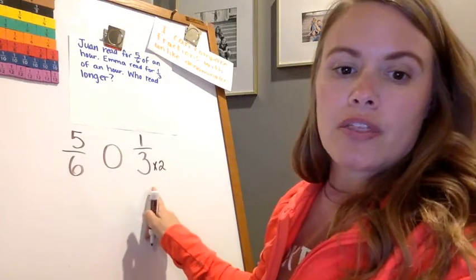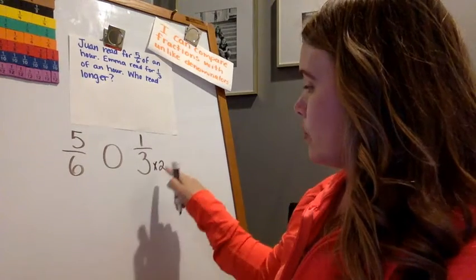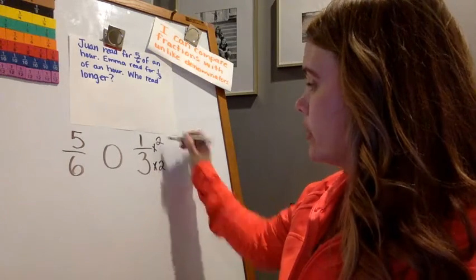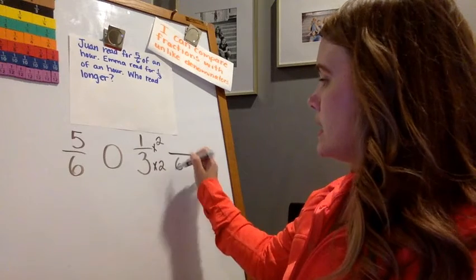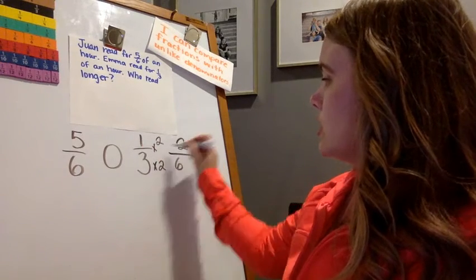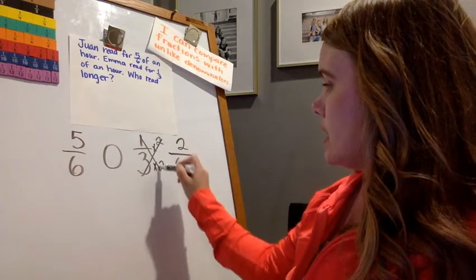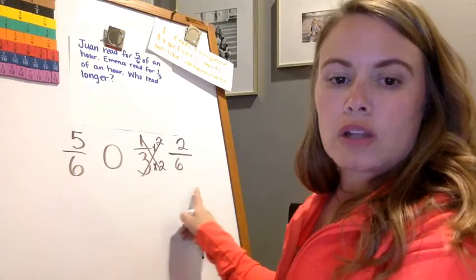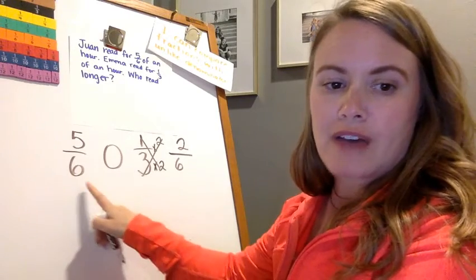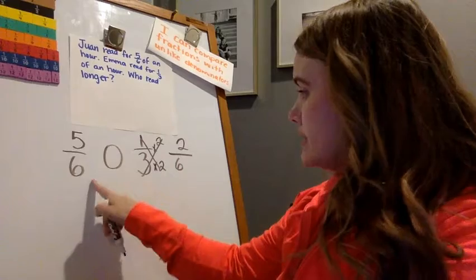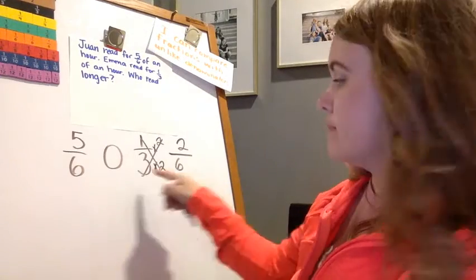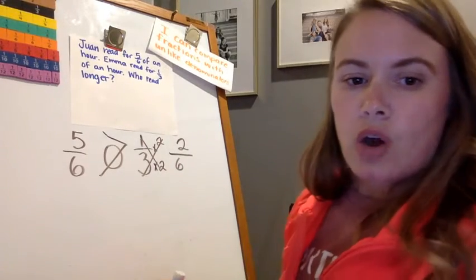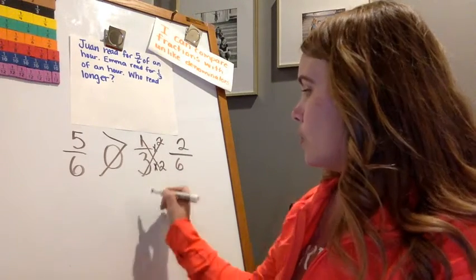We also know that whatever we do to the bottom, or the denominator, we have to do to the numerator. So we change that to 6, and then 1 times 2 is 2. So now, instead of looking at 1/3, we're looking at 2/6. So is 5/6 greater than or less than 2/6? Well, if we have 5 out of 6 pieces or 2 out of 6 pieces, we know that 5 out of 6 pieces is greater than 2 out of 6 pieces. So 5/6 is greater than 1/3.